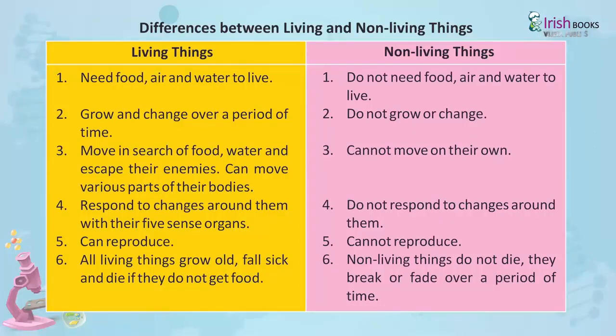Living things respond to changes around them with their five sense organs and can reproduce. Non-living things do not respond to changes around them and cannot reproduce. All living things grow old, fall sick, and die if they do not get food. Non-living things do not die. They break or fade over a period of time.